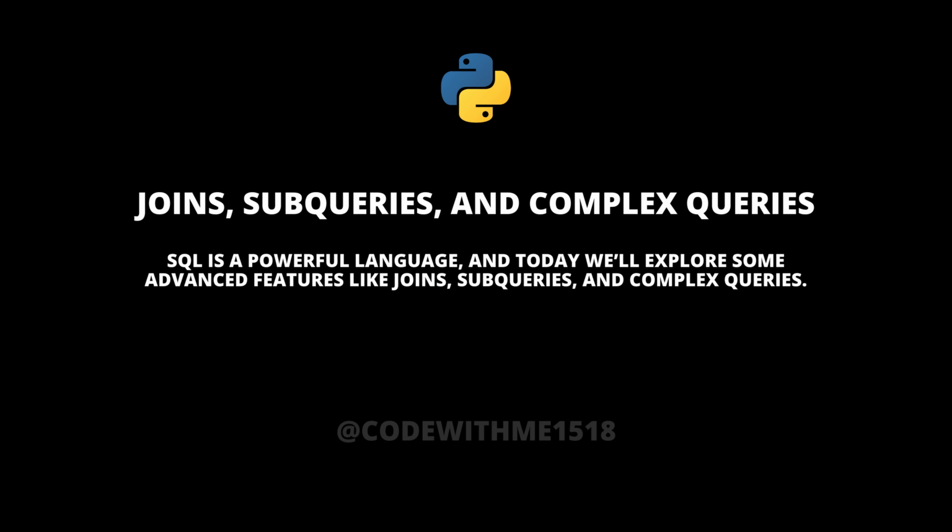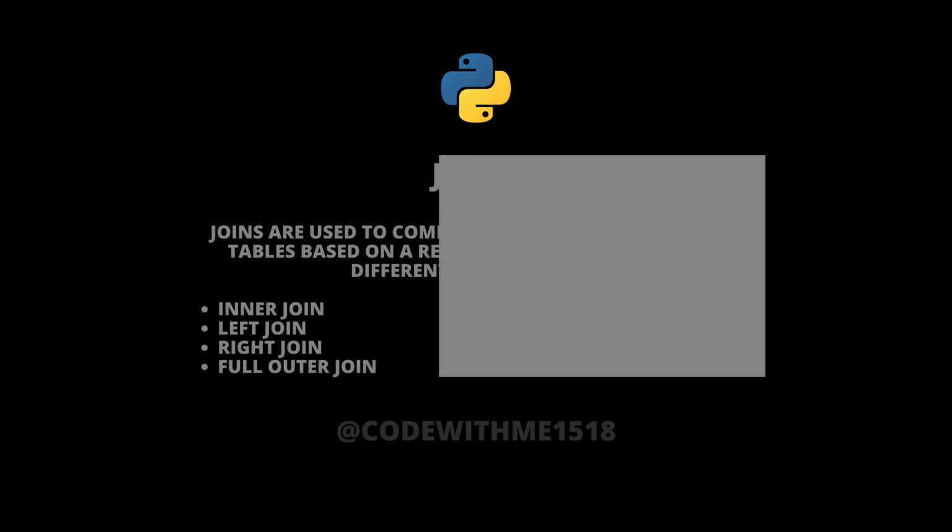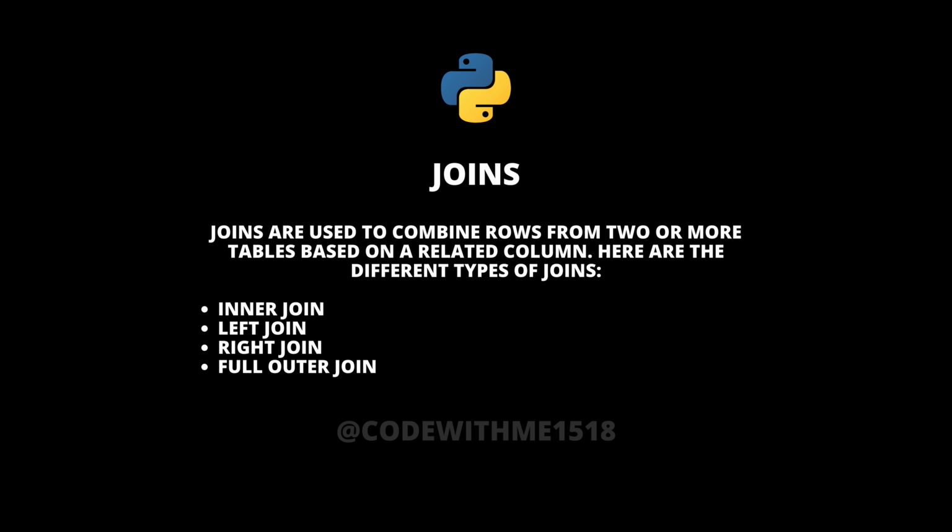SQL is a powerful language, and today we'll explore some advanced features like joins, subqueries, and complex queries. Let's start with joins. Joins are used to combine rows from two or more tables based on a related column. Here are the different types of joins.